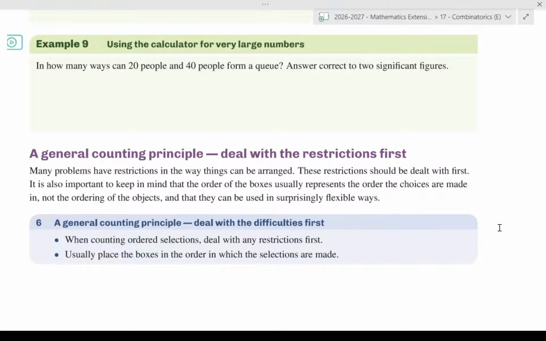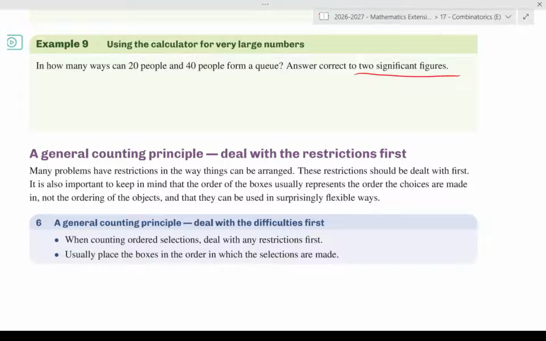So now we're going to start doing it for large numbers, and you'll notice that it's starting to get us to 2 significant figures. So you can understand that we're probably going to get quite a lot of ways. All right, so they've given us nice round numbers here because this is more about the 2 significant figures and using the calculator than it is about anything else. So this one, we're arranging 20 people and 40 people to form a queue.